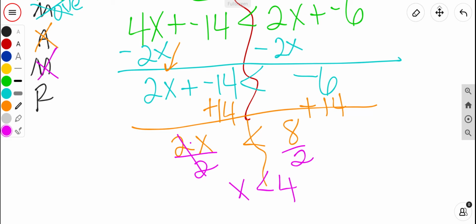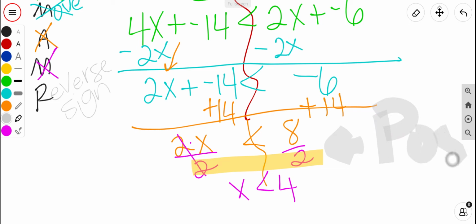And then I can't forget my new step, the reverse. Okay, so we reverse the sign if we multiply or divide by a negative. So do I need to reverse this time? So let's look. Did I multiply or divide by a negative? Nope, I divided by a positive. Positive. Okay, so I do not reverse the sign. And this is my final answer.